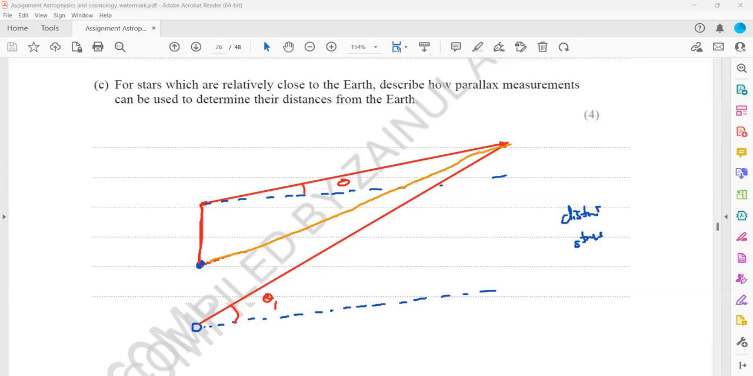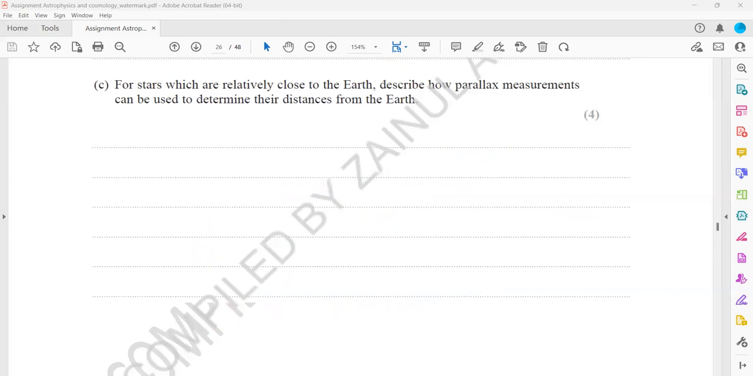If your diagram is fully annotated, you can use trigonometry to calculate d. So you can draw this diagram and you will score all the marks. But if you want to write, I prefer that you draw as well as write, in case your explanation is not complete, you will still score the marks.